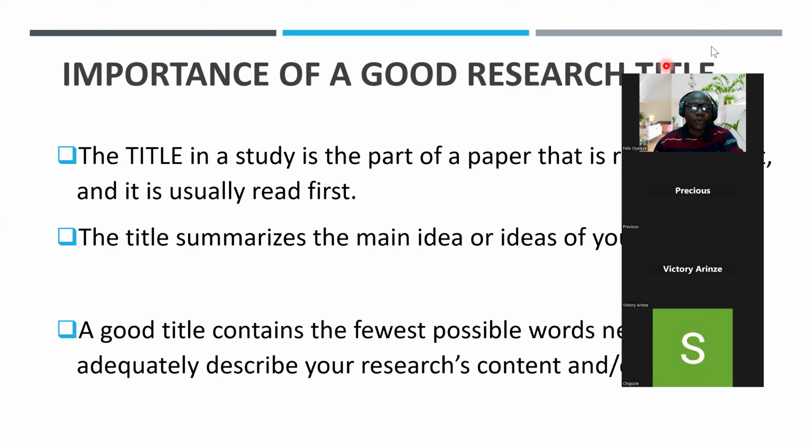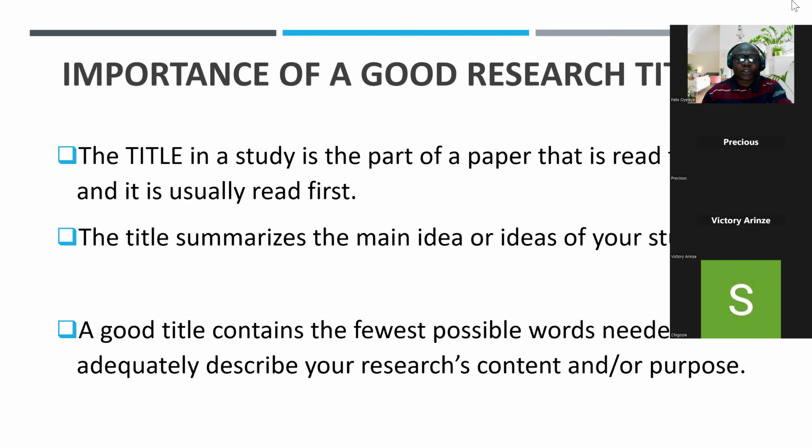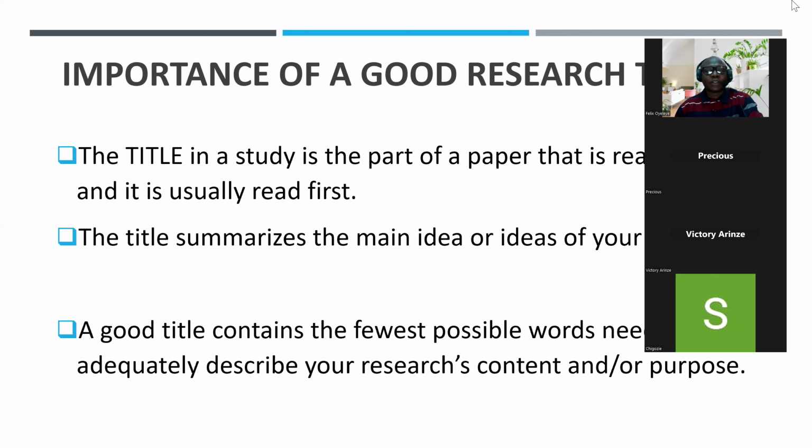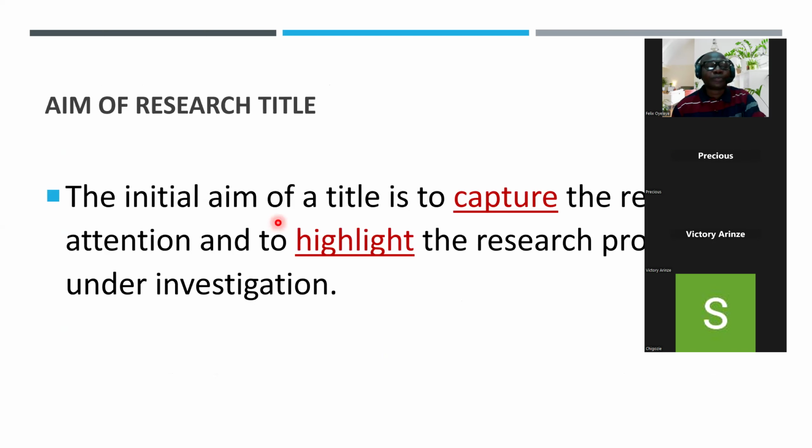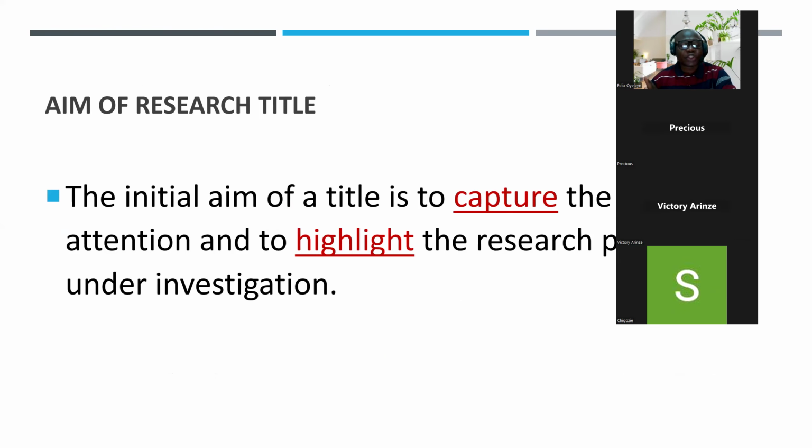As a rule, a good title should contain fewer words, but it should adequately describe your research content and purpose. The reason you are doing that research must be clearly defined in your topic. Very, very important. So, what is the aim of a research title? The first thing is to capture the reader's attention. That simply implies that your research topic should be captivating.